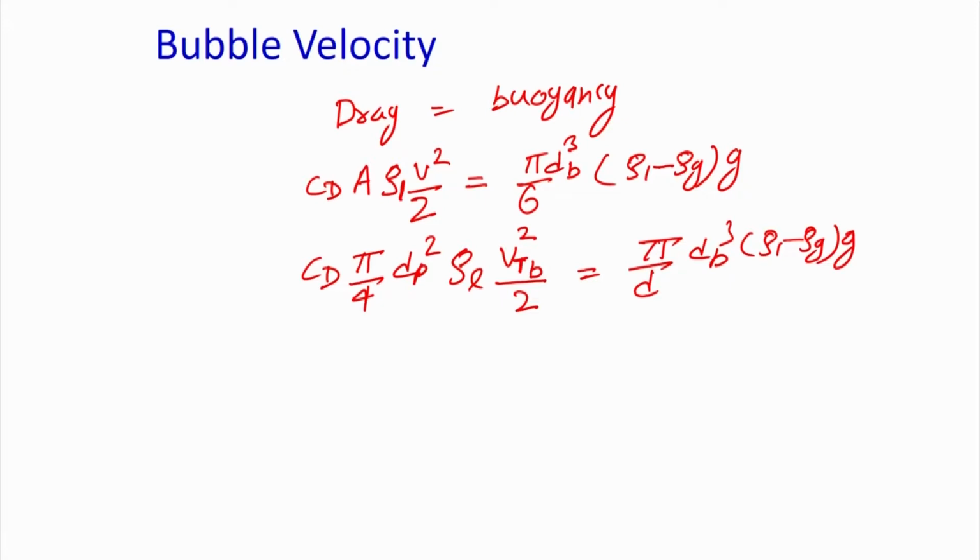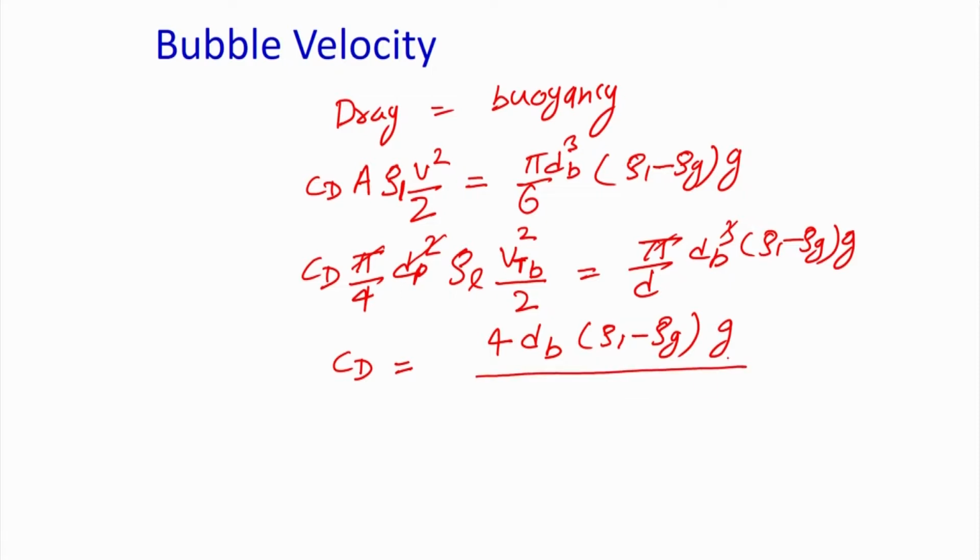If we try to write it in terms of the Reynolds number, we can easily do it in the non-dimensional form. I can say that CD will be equal to, I am trying to write it in terms of the Reynolds number. So, this pi and this pi will be cancelled out, this 4, dP and this dP will be cancelled out. So, you will get dB. Then you will have rho L minus rho G, into G, and once you divide it, you will see that pi by 6 dB cube. So, this will be 6 and this will be rho L. So, we will get something like this.